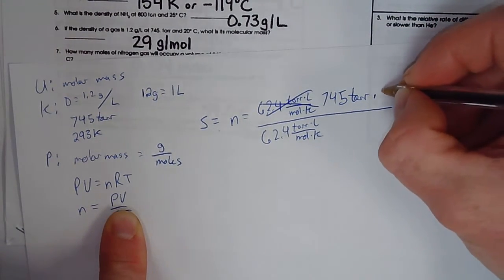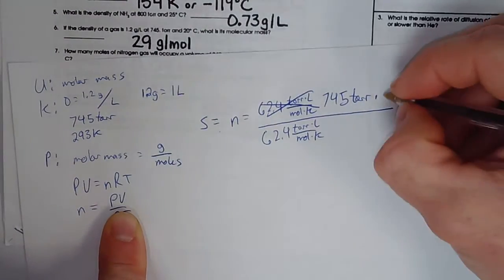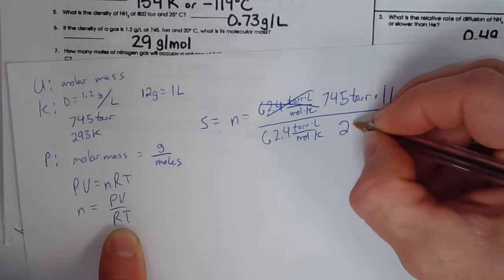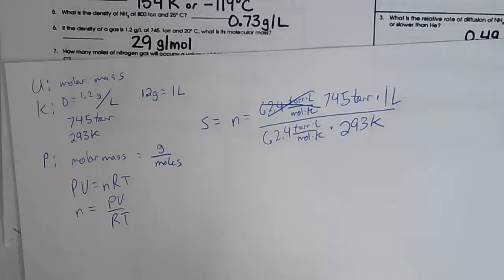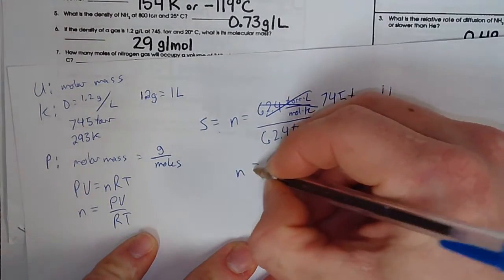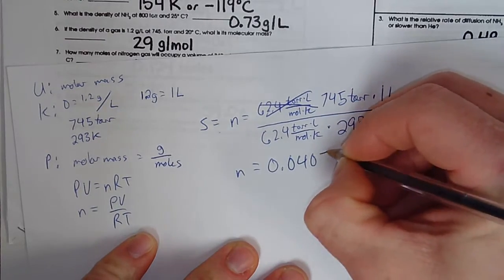And the volume, we said we're going to figure out the number of moles in this 1 liter. So we're going to do 1 liter, and then R, and then T is 293. All right. So let's plug that into the calculator. And I get the number of moles is 0.0407.